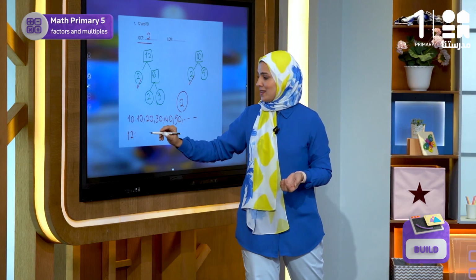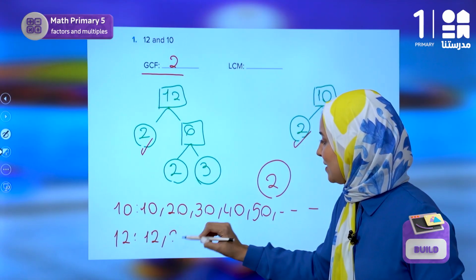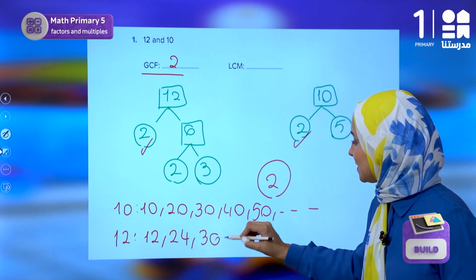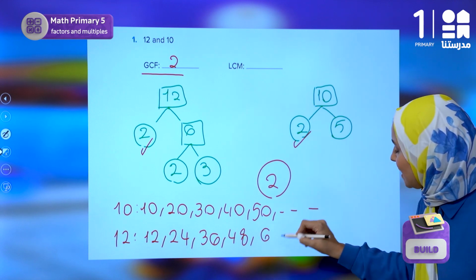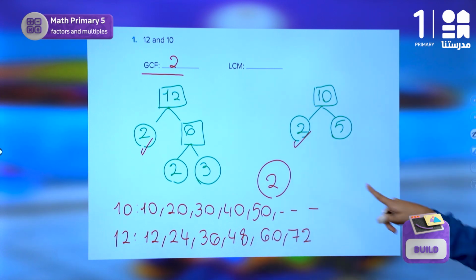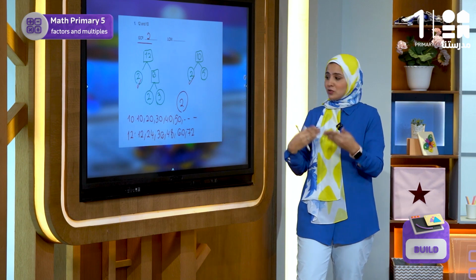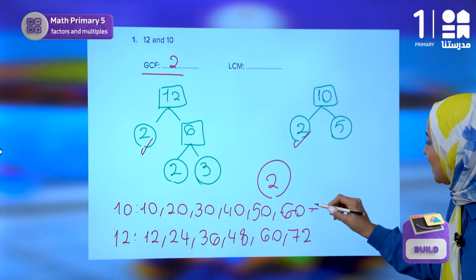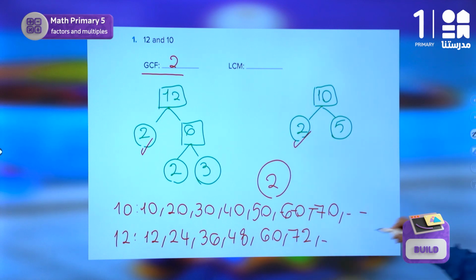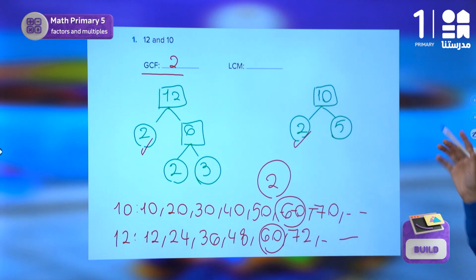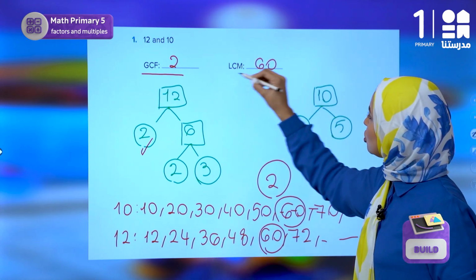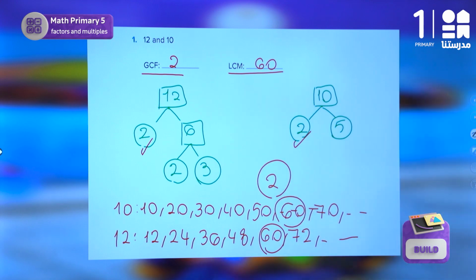Now, I'm going to see that they are 12, 24, 36, 48, and then what do I have next? I have 60, and then 72. So I can return back here and write more multiples for 10. So I can add here the 60, the 70, and so on. Now, after doing that, what do I see? The first common multiple there is the number 60. So the answer of this second part is 60, which is the least common multiple between the two numbers.